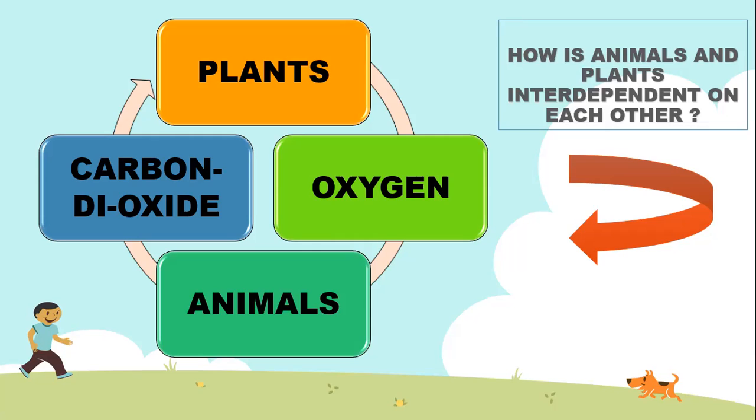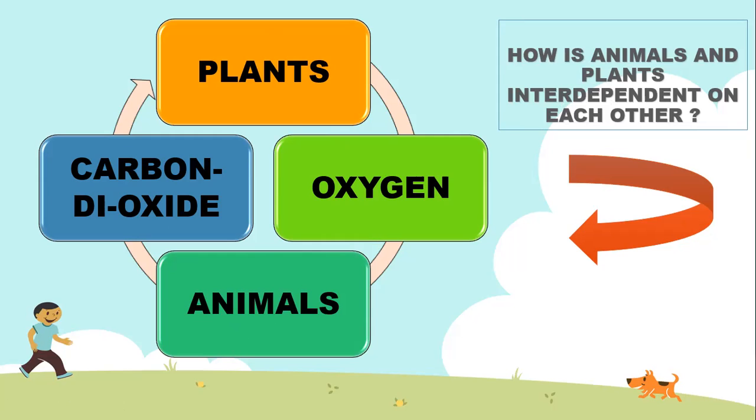that plants take in carbon dioxide and give out oxygen in the daytime. We take that oxygen and give out carbon dioxide. Then again the carbon dioxide is taken by plants, and they give out oxygen. The oxygen is taken by animals, and the animals give out carbon dioxide, which is taken by plants. This is like a circle going on, right? So this is how plants and animals are interdependent on each other.